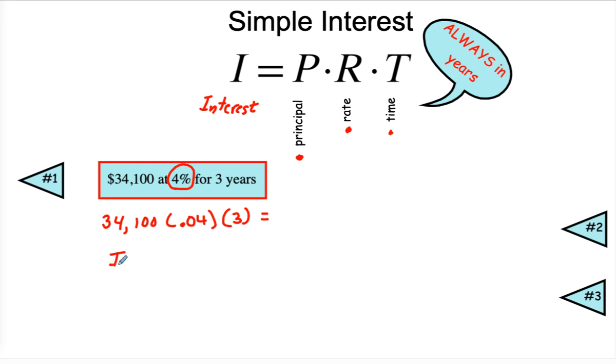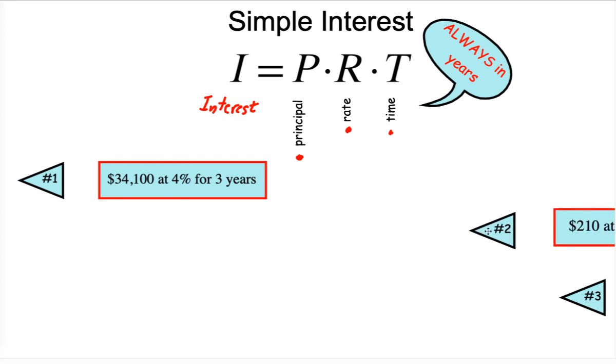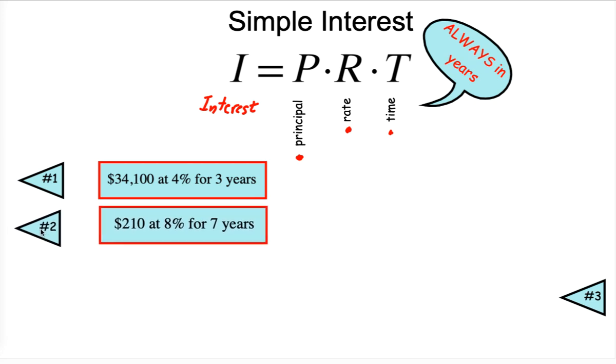So the interest is $4,092. Now that means basically that you have to give them back all their $34,100 and you agreed to pay them an extra $4,092. So in essence, you've paid them back $38,192.